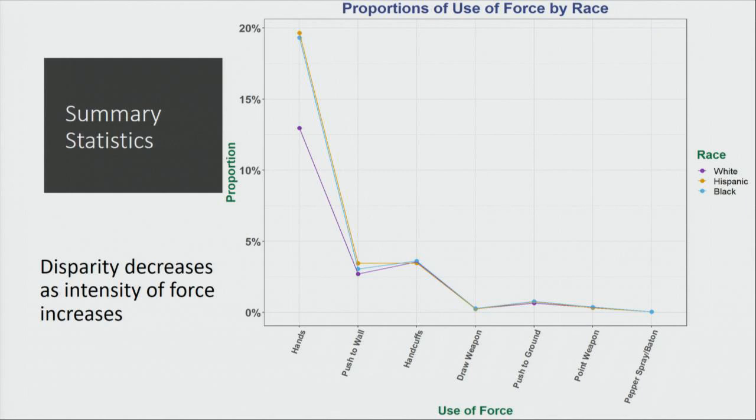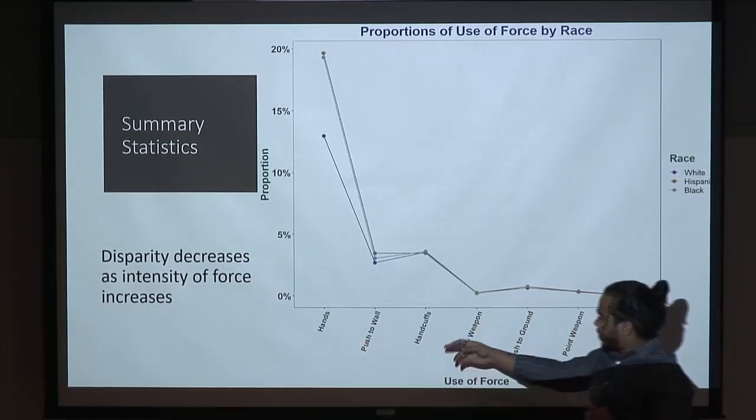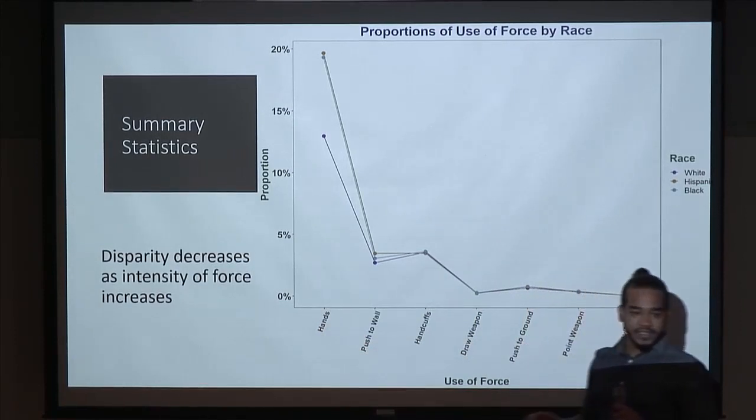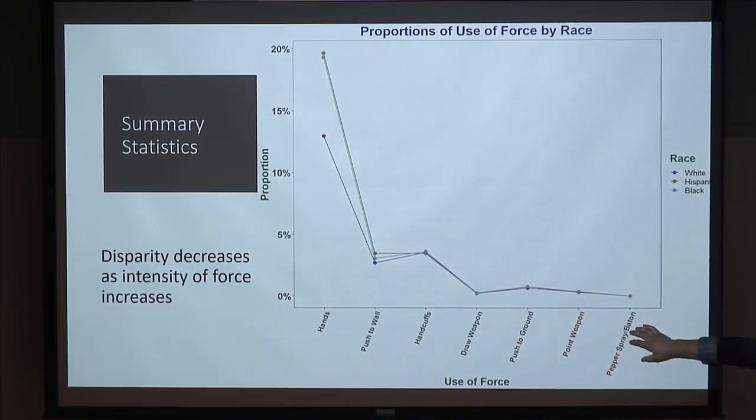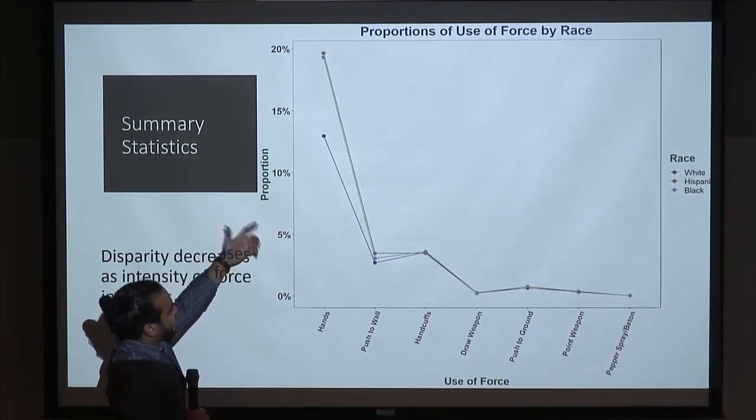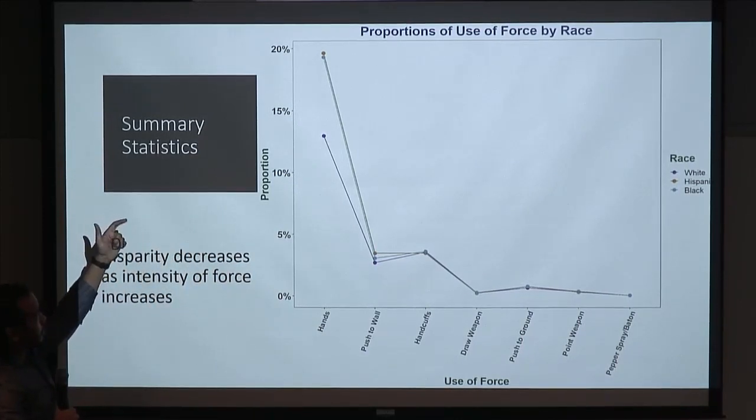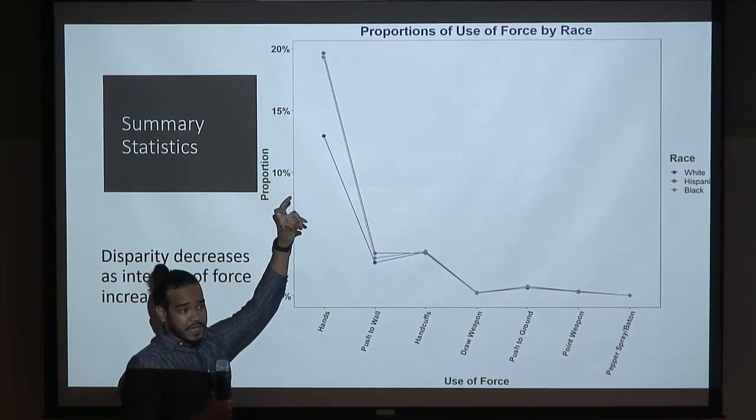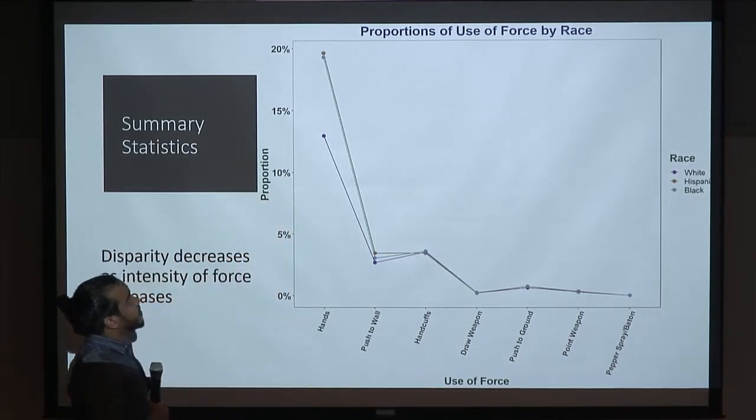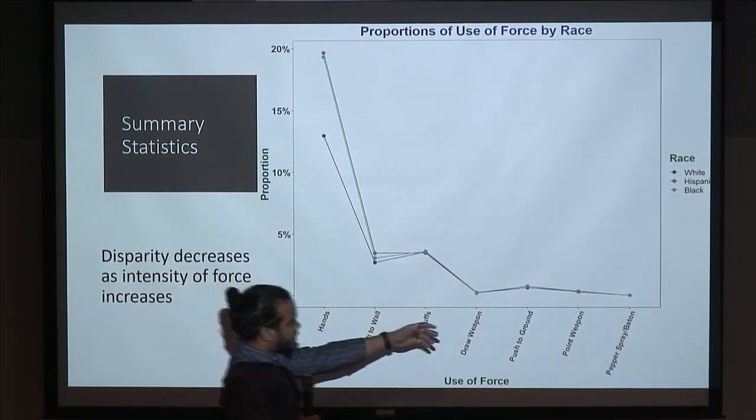We also went on and created a plot of it, since he didn't introduce any visual in his paper. As you can see here, the x-axis has hands, pushed to the wall, and so on. This means that hands is considered low intensity force, and as you go on, you have the most intensive force, which is pepper spray and baton. On the y-axis, you have the proportion. As you can see here, white civilians are 13% likely to experience harms on them. However, if you look at the Hispanic and black populations, you can see that the disparity is bigger. They have like 25%, almost 20%, chance to have harms on them. However, as the intensity of the force increases, we see that the disparity decreases.